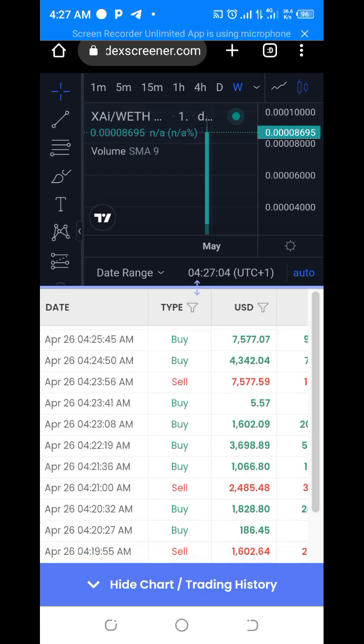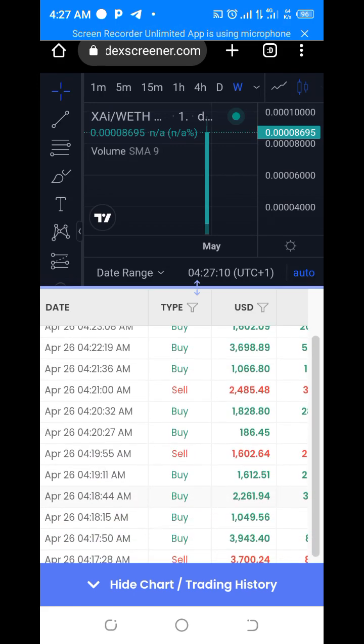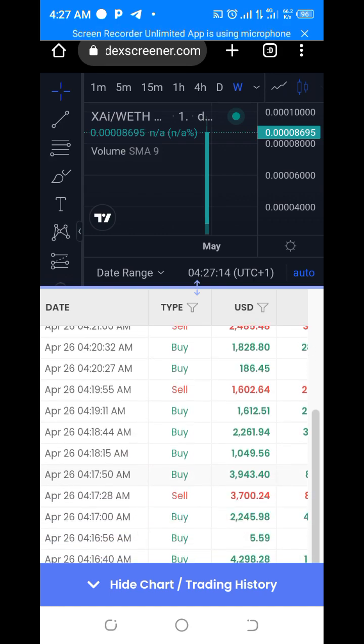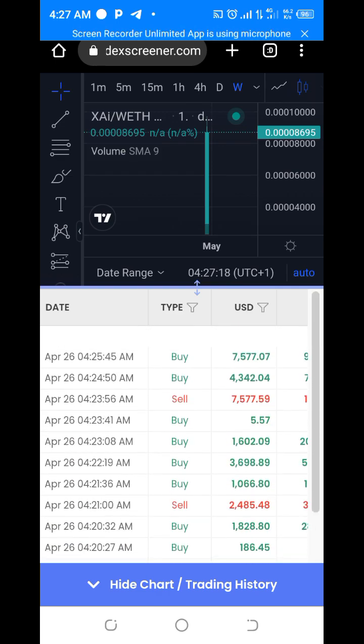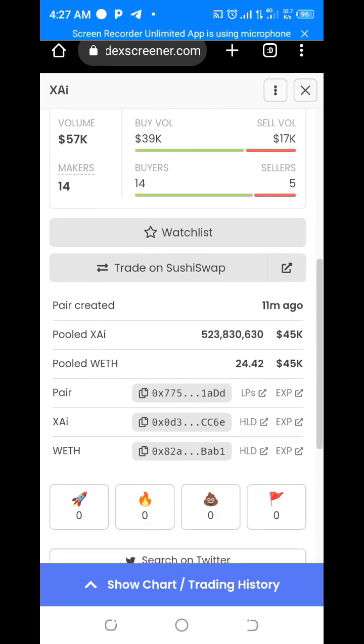For example, this person that put $5 is a real person, understand? And this money has now gone. This person that put $186.5, these are real people, and their money is gone. These are people that have been scammed. You understand?